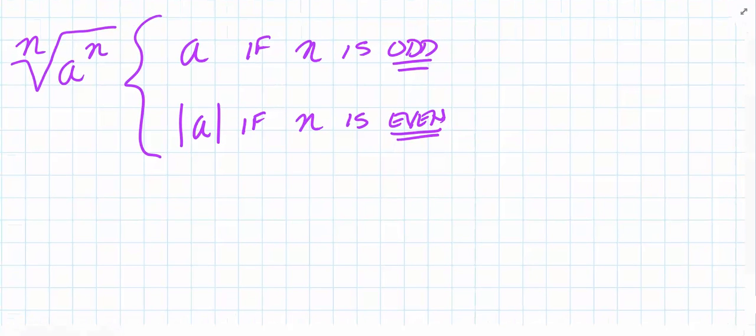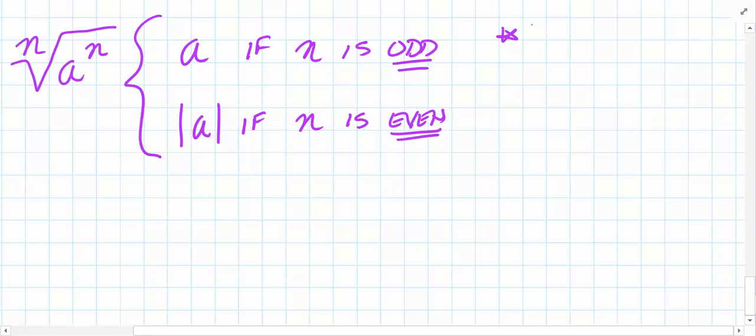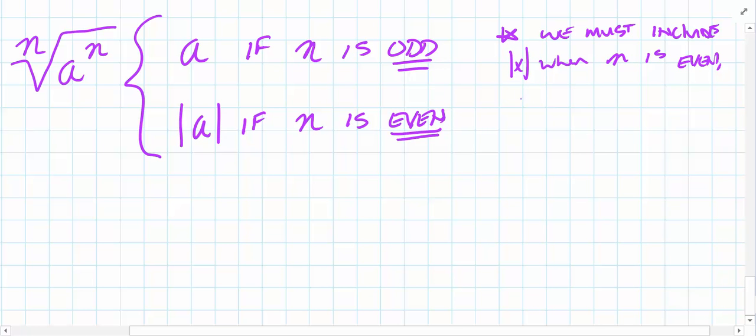So I'm going to make a little note over here, okay? So we must include the absolute value bars when n, our index, is even. Okay, we must include that when n is even, and we must omit when n is odd. Alright, so that's a little part that goes with this understanding.